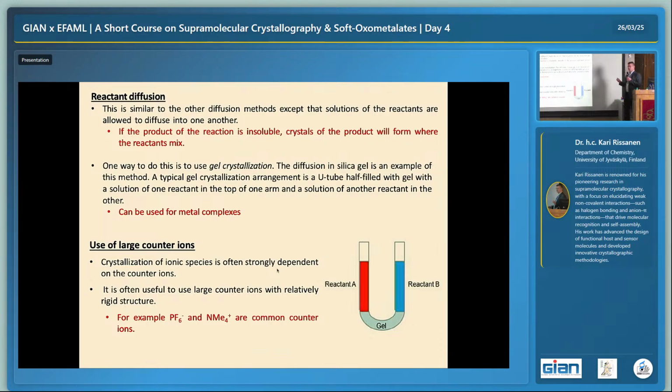Now, if you are working on charged systems, so you have a metal complex, for example, or an organic cation, which has a positive charge, we have an additional variable in addition to everything I've shown. That is the anion. And it has a big impact. The anion can be the key to what crystallizes and what doesn't crystallize. So you have to think very carefully about which kind of anion you are using if you want to crystallize a single crystal from a charged system, so salts.